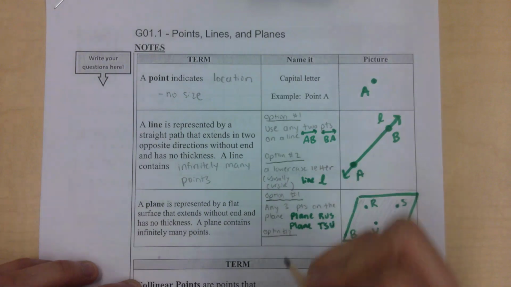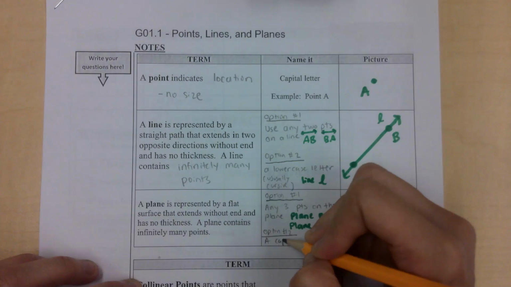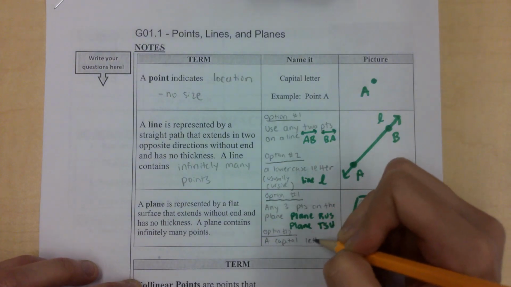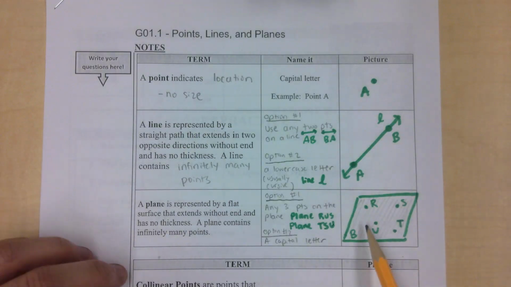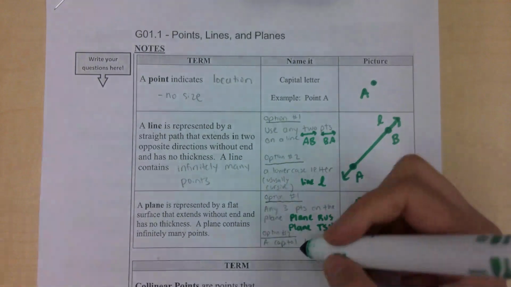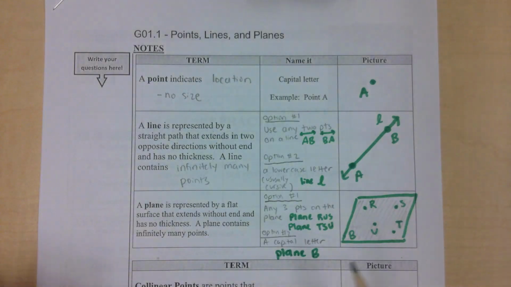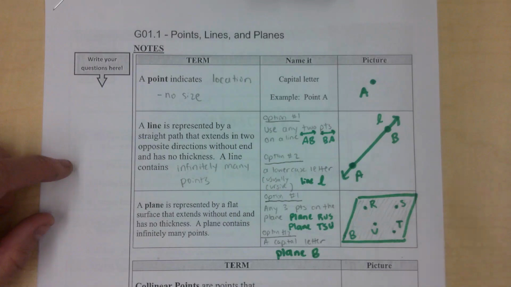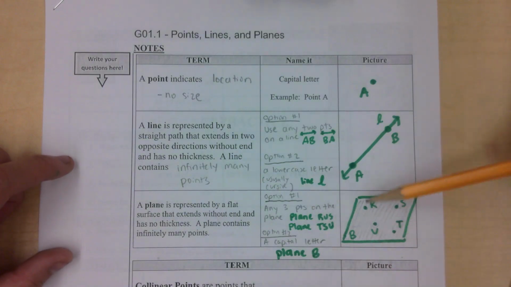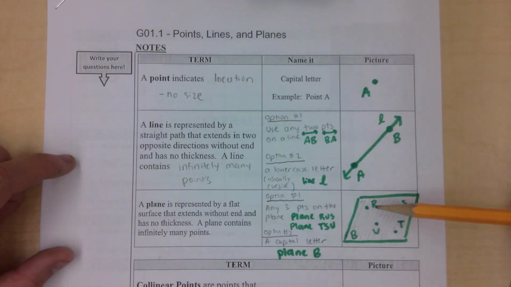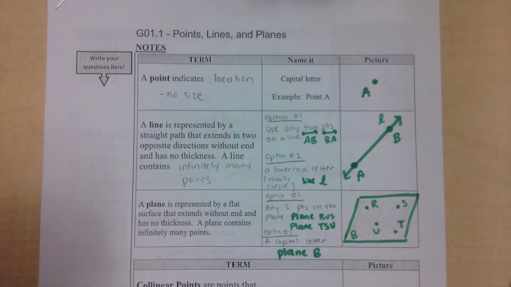And then the second option, number 2, is we can use a capital letter. So here they labeled it for us already. Plane B. This one's probably going to be more common actually, where they just give you the letter. Plane B is going to be more common, but either of these work. And the reason why you need 3 points is because if I only had 2 points, then it would just be a line, right? If I only said R and U, it would just be this line. It wouldn't be the whole plane. But if I say RUS, now I know that I'm talking about the whole plane.